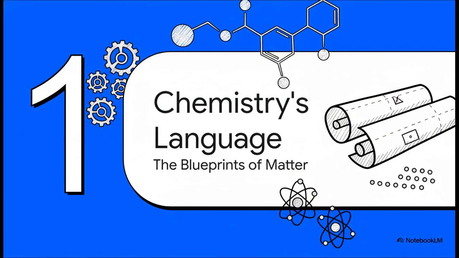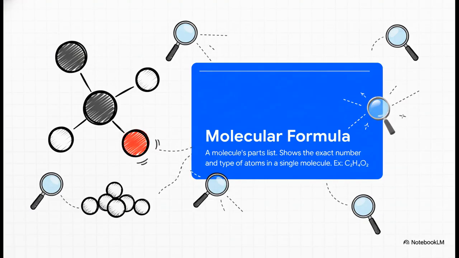To even start to answer that question, we first need to learn the language chemists speak. You can think of it like getting the blueprints for matter itself. Once we can read the plans, then we can start to build. And more importantly for us, to count. So first up is the most basic piece of this language, the molecular formula. The easiest way to think about it is like a parts list for a molecule. It tells you exactly which atoms you need and how many of each.